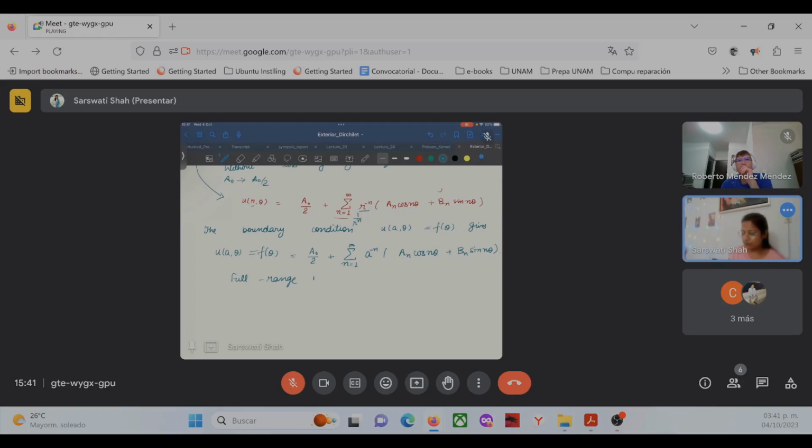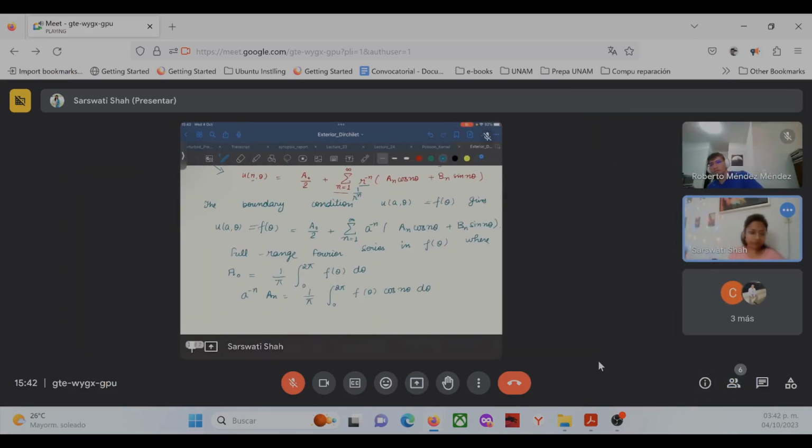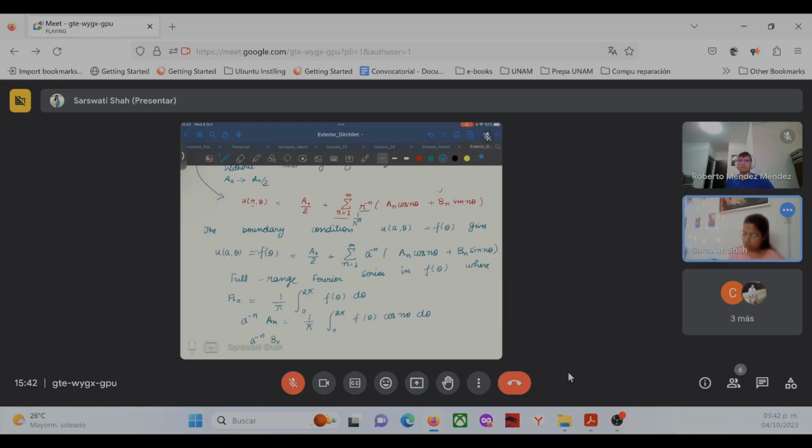So it is a full range Fourier series in f theta, where a naught equals 1 over pi integration 0 to 2 pi f theta d theta, a to the power minus n an equals 1 over pi integration 0 to 2 pi f theta cos of n theta d theta, and a to the power minus n bn equals 1 over pi integration 0 to 2 pi f theta sine of n theta d theta.